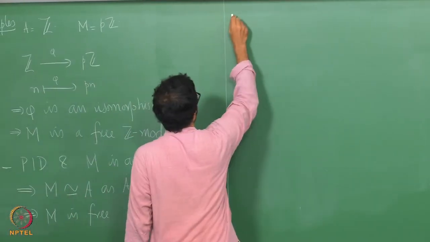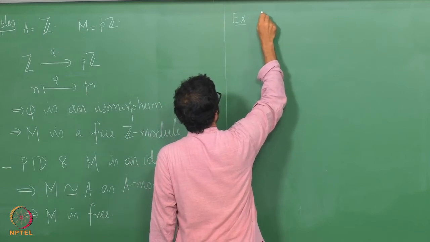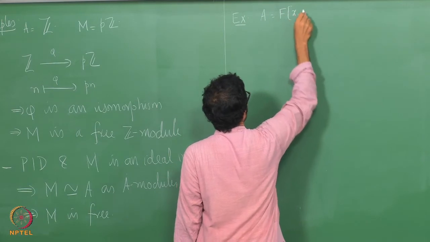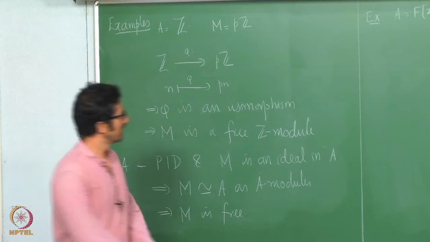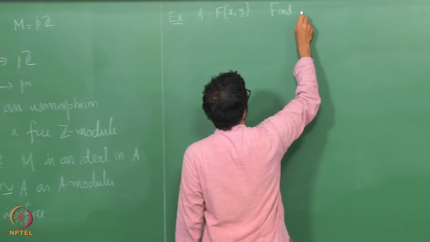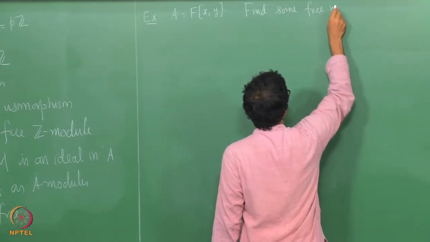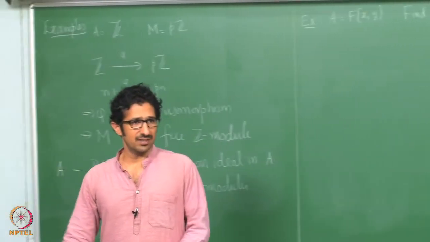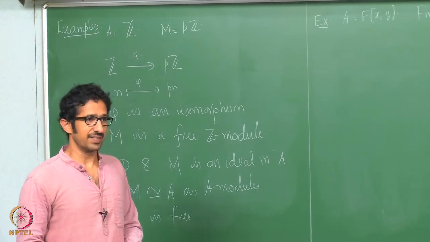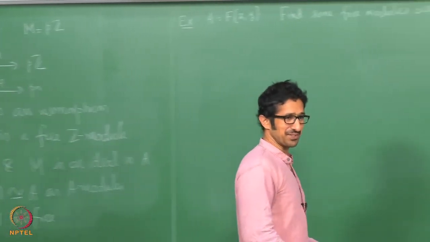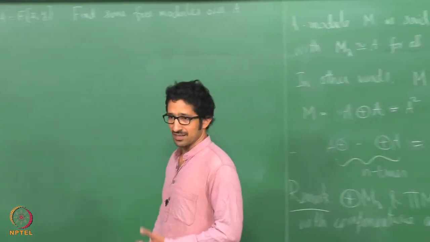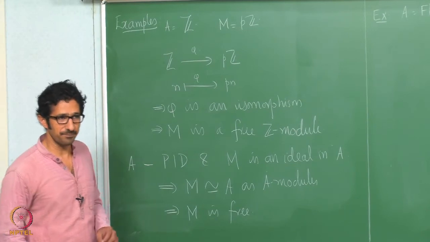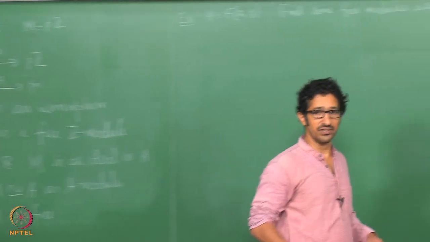Okay, so let me give you an exercise to think about. Take A equal to F[X,Y]. Find some free modules over A. Don't give me examples like A direct sum A, A direct sum A, A direct sum A. You know, by definition they are free modules. What I am asking for is some ideals of A, or some modules over A which are free. Think about it. Now give me some examples which are not free.